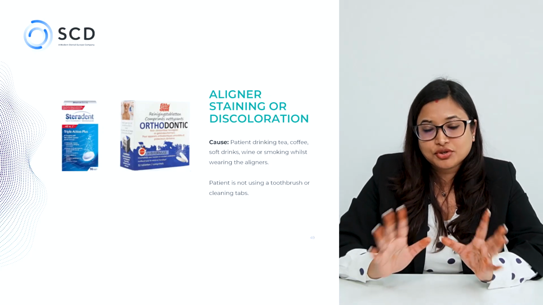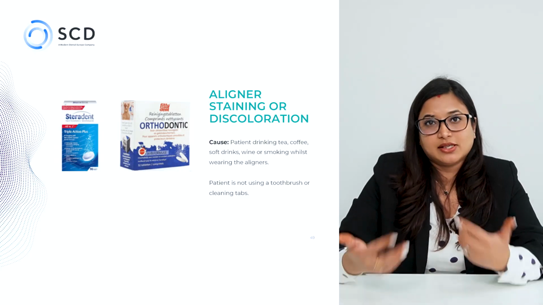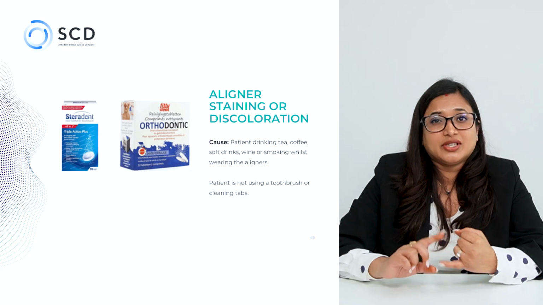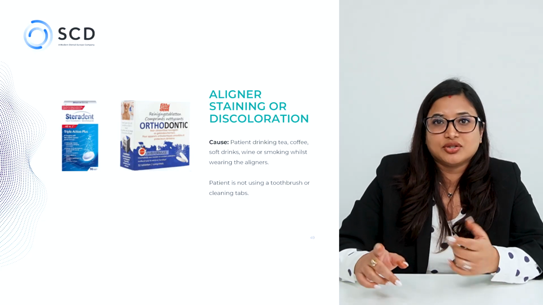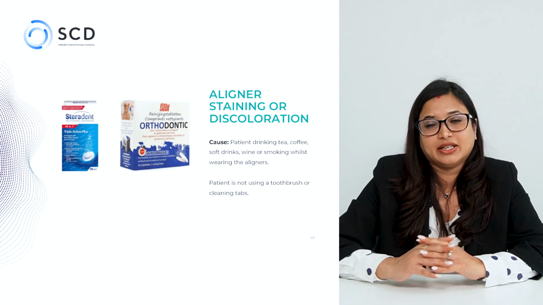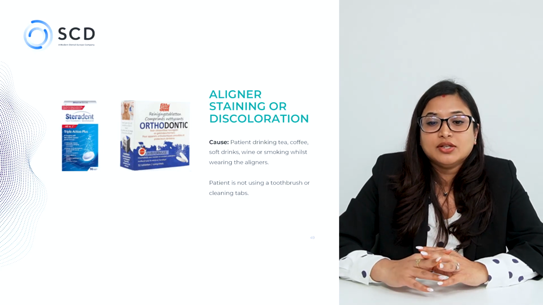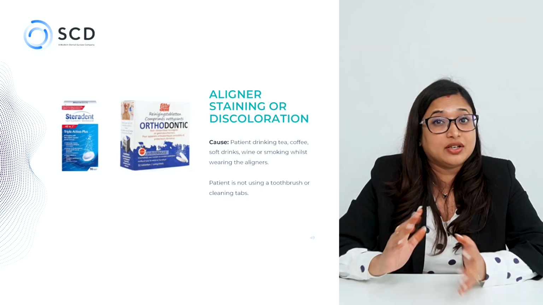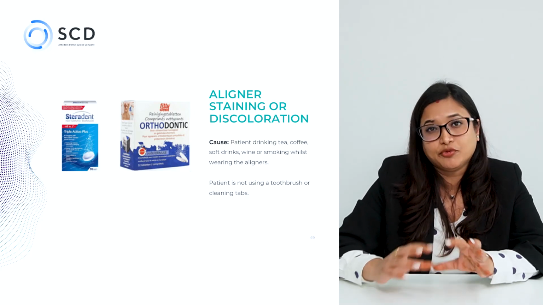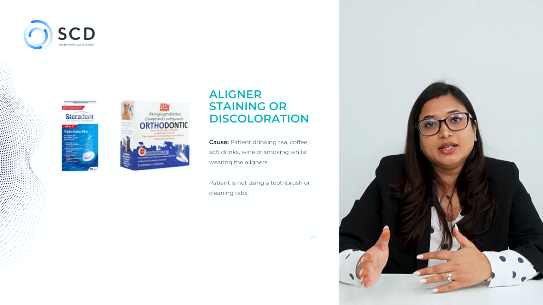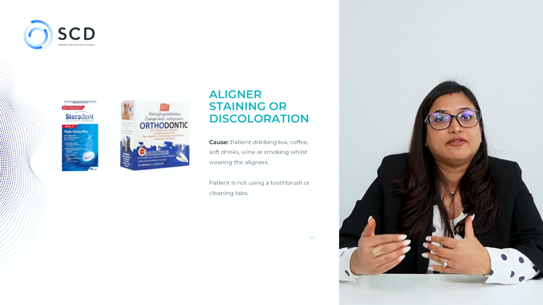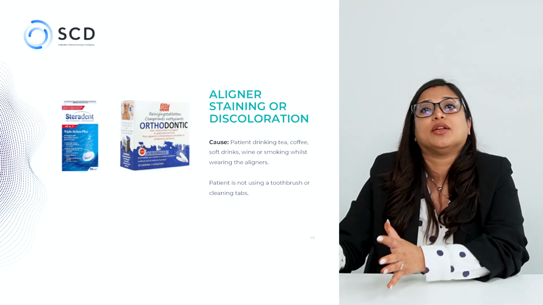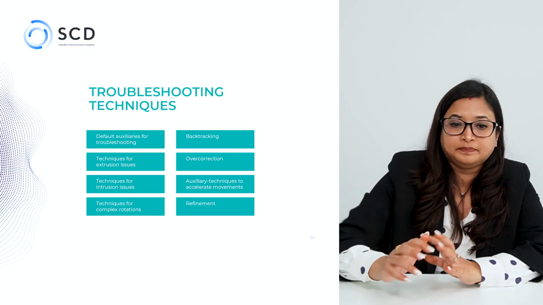Staining or discoloration of aligners. This usually happens with all the appliances that patients put in their mouth. If they're drinking tea, coffee, staining agents, turmeric, they will definitely have staining on the aligners. Or the patient is not very careful with hygiene. This is a red flag. If they're not very careful with hygiene, we probably have to educate them, because an aligner needs to be worn for at least 7 days, and for those 7 days, it has to be cleaned properly so that it doesn't lead to any other perio problem in the patient's mouth.